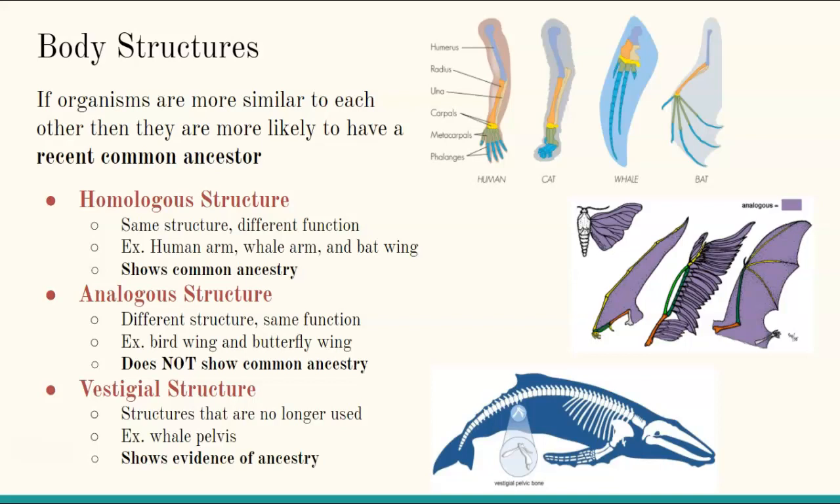So body structures are pretty straightforward. If an organism is more similar to another organism in their body structures, then they're more likely to have a recent common ancestor. And I think that makes sense, right? If something is structured the same way as something else, then likely they came from the same source. And that makes sense. So there's three different structures that we're going to look at: homologous, analogous, and vestigial. I know these words are wild, right?